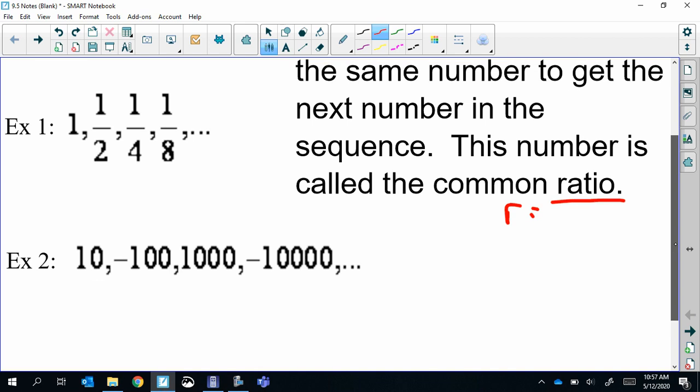So here's some examples of geometric sequences. When you go from 1 to a half to a fourth to an eighth, since we are getting fractions here, we're going to be multiplying by a fraction. Since the numerator is not changing, the numerator is 1, the denominator is changing. Just look at how that's changing. It is being multiplied by 2, which means R is 1/2.